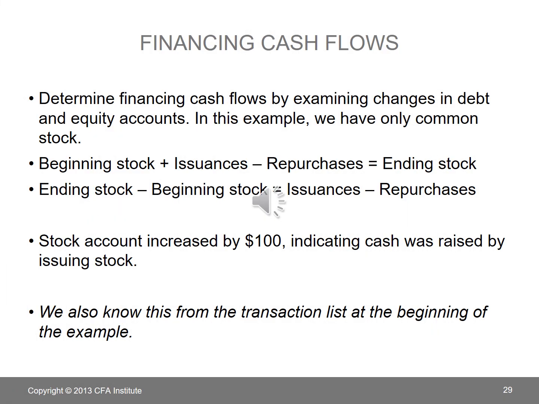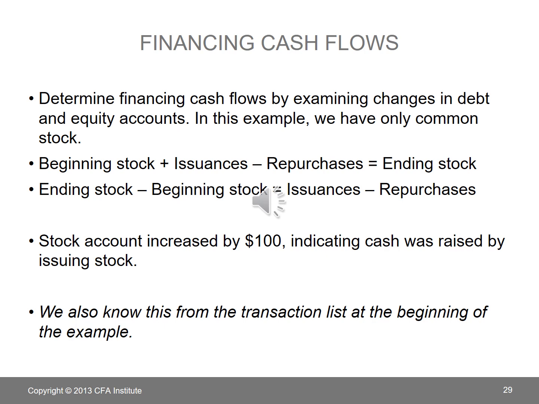Now the second item that we did not check in the first two steps was the common stock, which falls under financing activities. So determine financing cash flows by examining changes in debt and equity accounts. In this example, we have only common stock. So in order to calculate the ending stock value, we need to figure out the beginning stock plus any issuances minus repurchases.